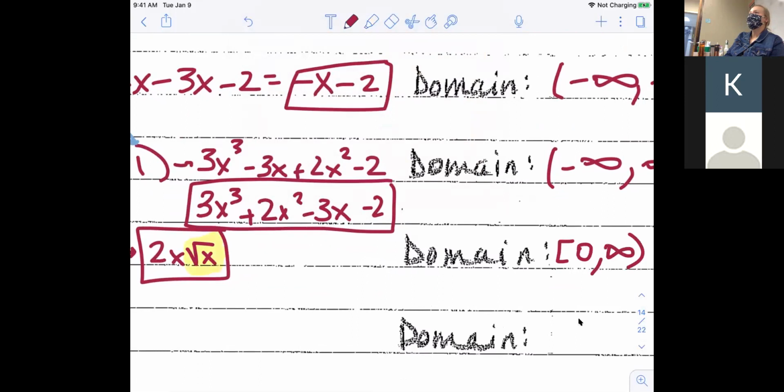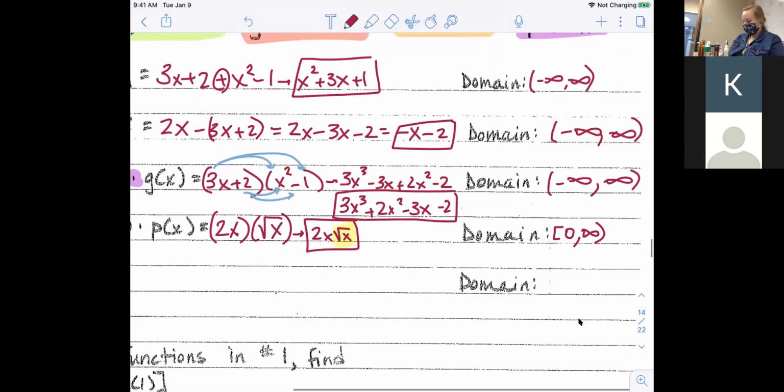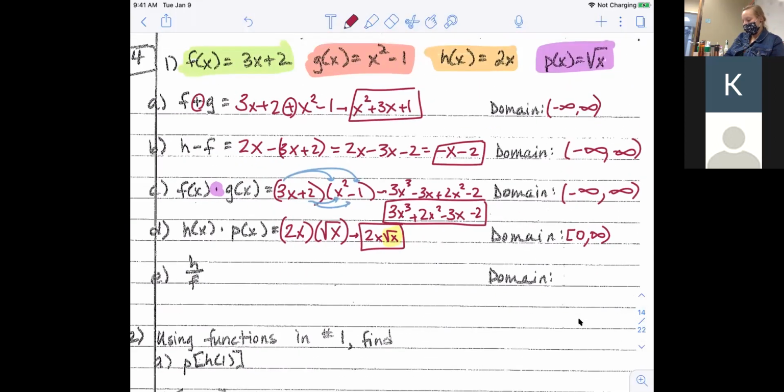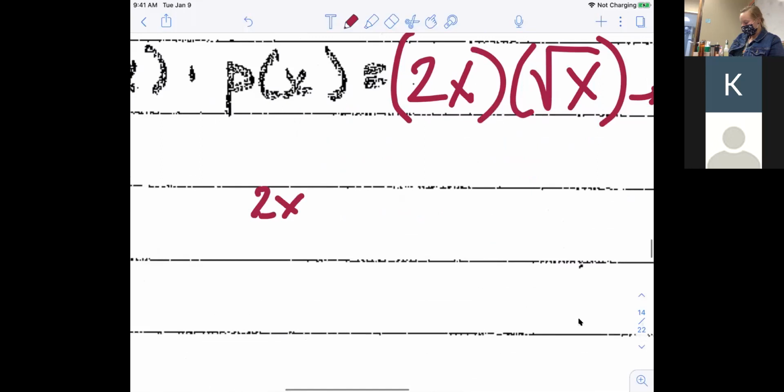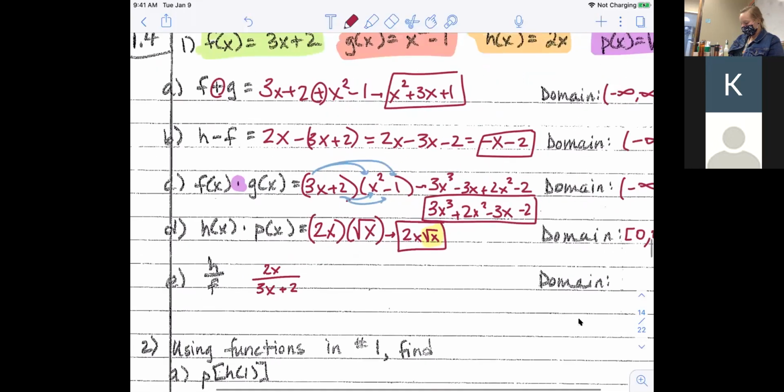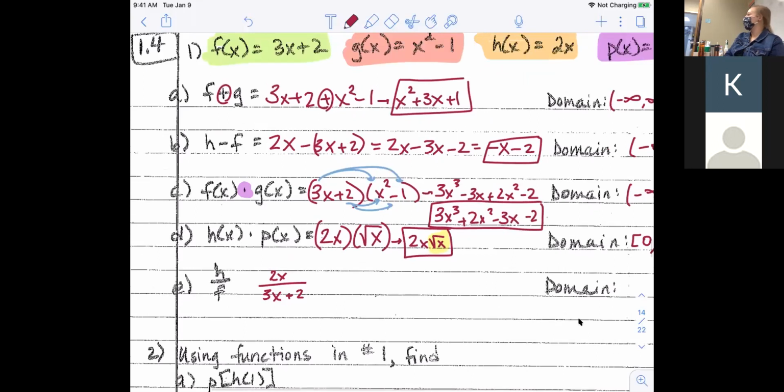We doing okay? All right, last one. H divided by f. 2x divided by 3x plus 2. You cannot simplify that. You can't do anything more with that. I just want you to leave it like a fraction. That's fine. That is a fine answer.